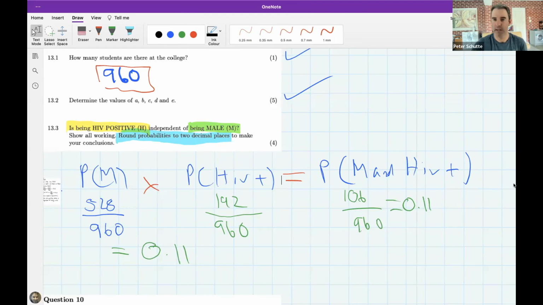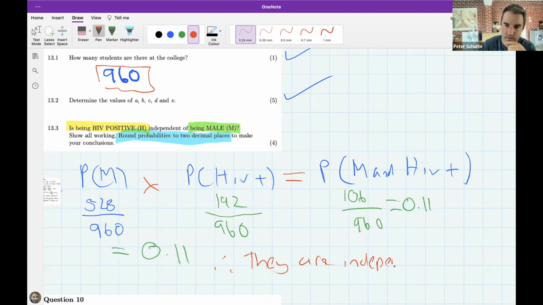Now, what does that mean? What can we conclude? If this times this is equal to this, therefore they are independent. So when the equality holds, when they're equal, they are independent. When it's not equal, they're not independent. In this case, because they're both 0.11, they are independent.